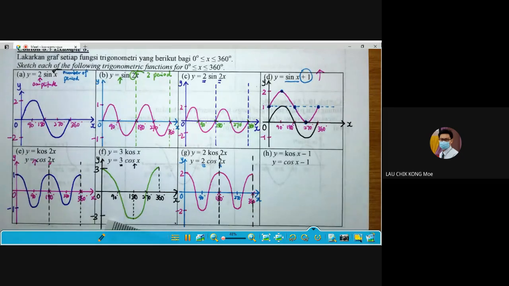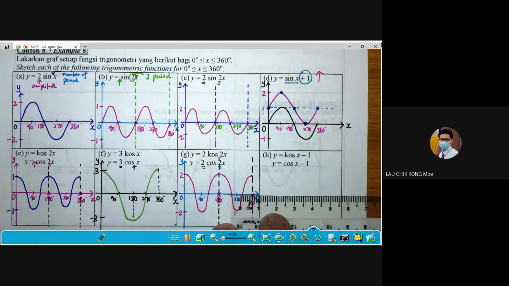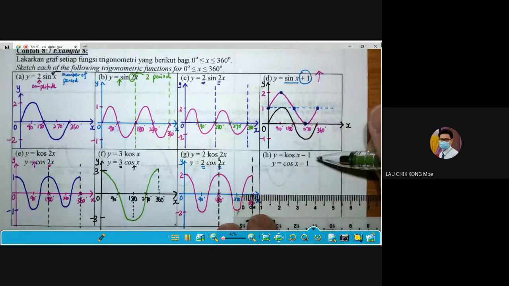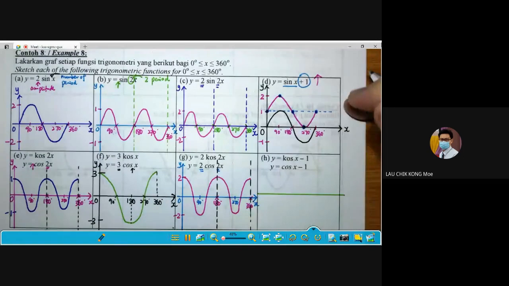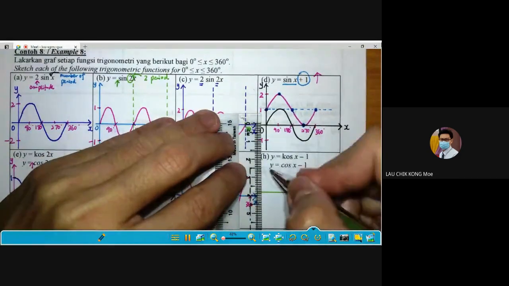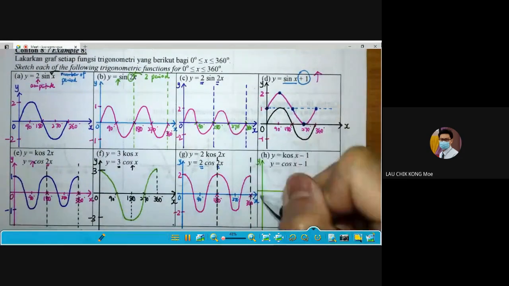Okay, next we go to the H. The last one for this page. So I try to draw. This is a cos X - 1. So first of all, I try to do the cos X first. This is apa kita kata? Ini kita downward 1 unit. Downward 1 unit. Okay, X axis and Y axis. Okay, X and Y. Okay, 0 in the middle.